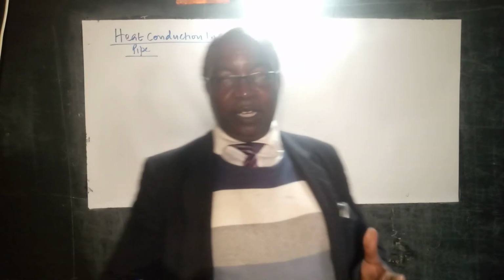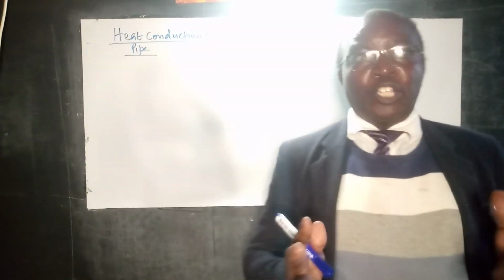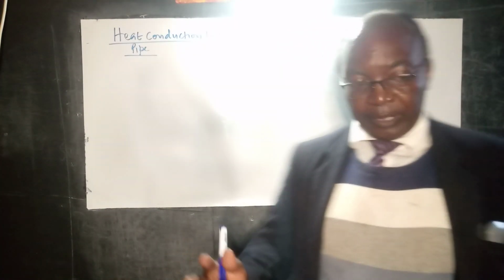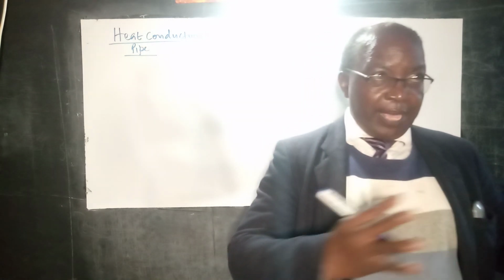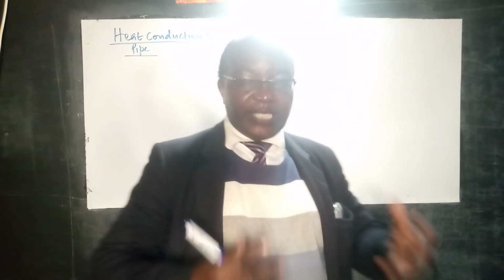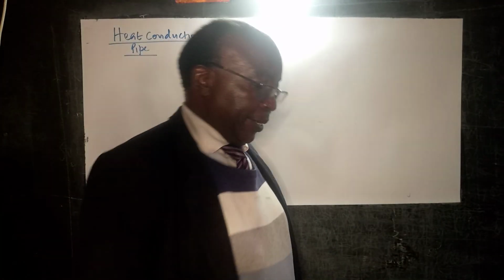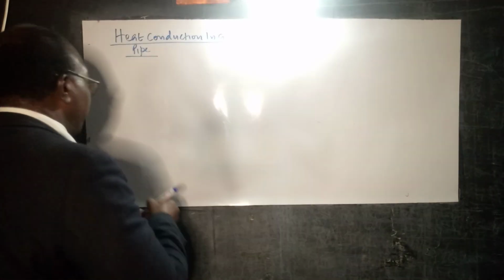So if we think of radial steady-state conduction in a pipe of unit length and consisting of several cylindrical surfaces which are concentric to the axis of that particular tube or pipe, let us just write that down.